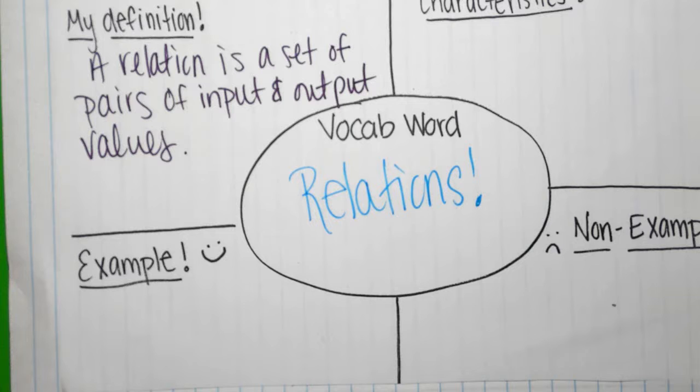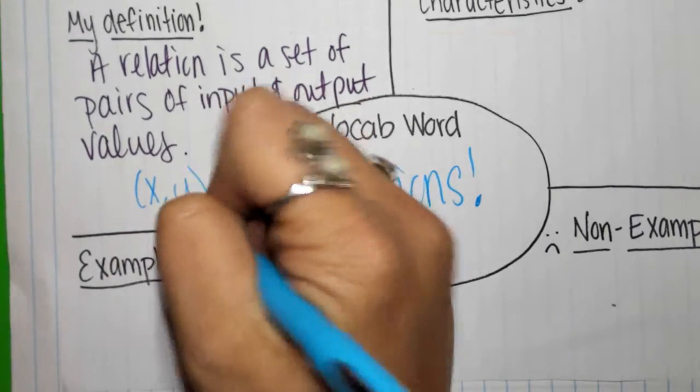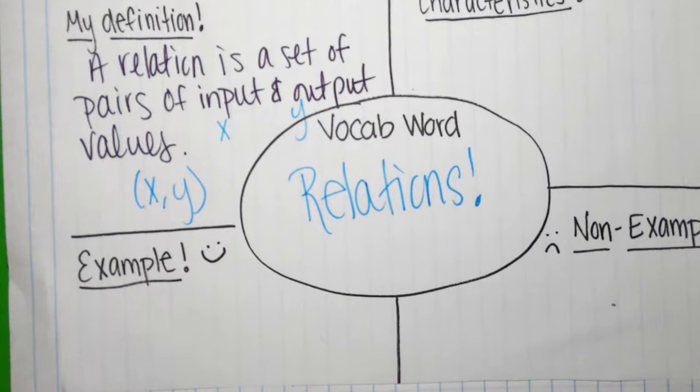So we're starting our graphing unit. What is an input value on a graph? It's the X. And what's the output? Y. So input is X, output is Y. And a relation is a set of ordered pairs.